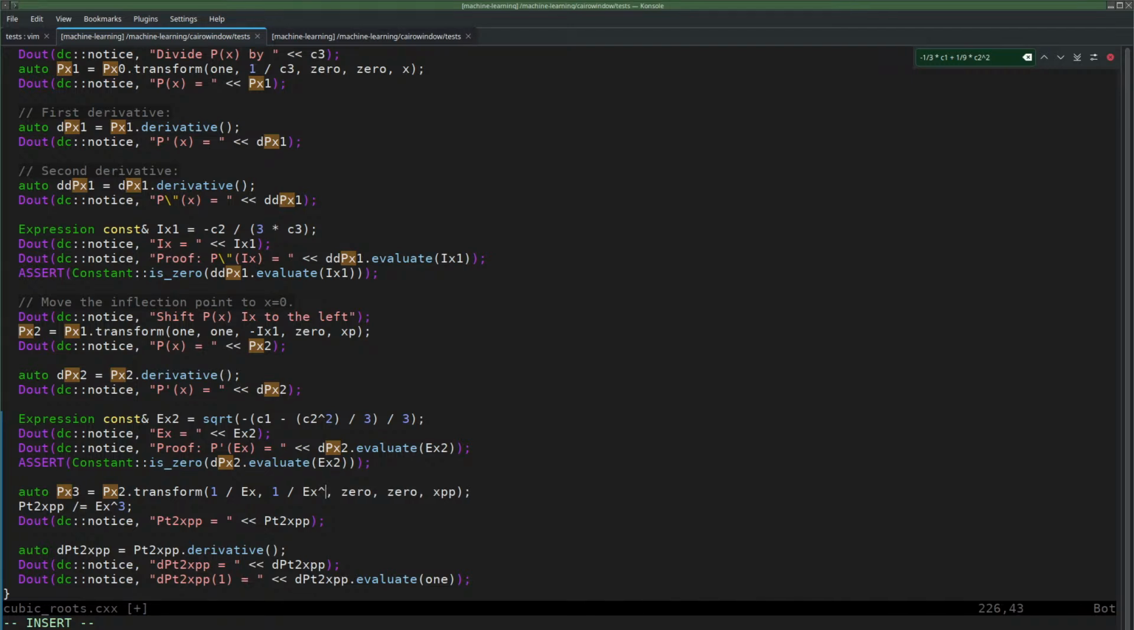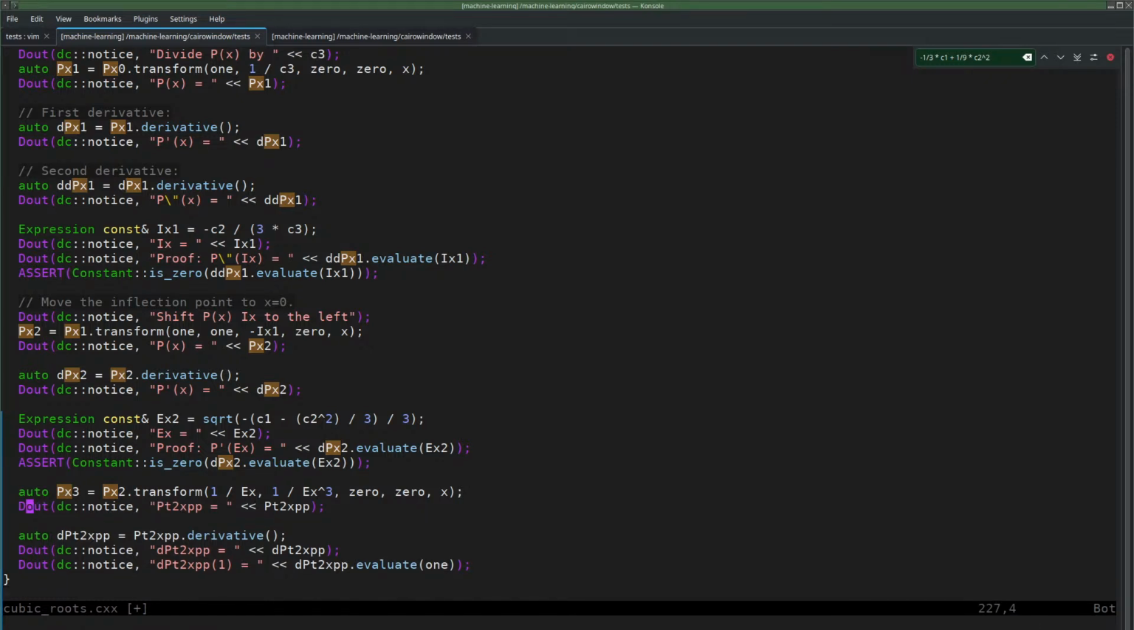X to the power 3. That remains x. Twice my other transform. Still xp here. So use an x as well. And then this should already be done, and then this can be called simply px after the transform, which is now px3. And then we can calculate the derivative, because apparently that is required.